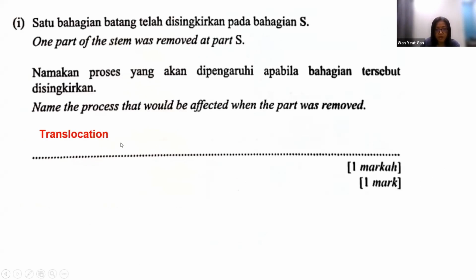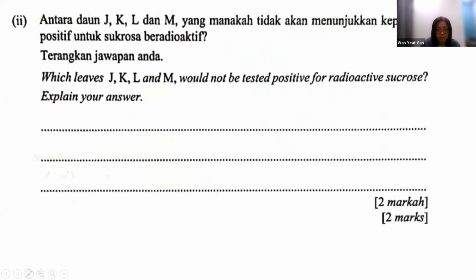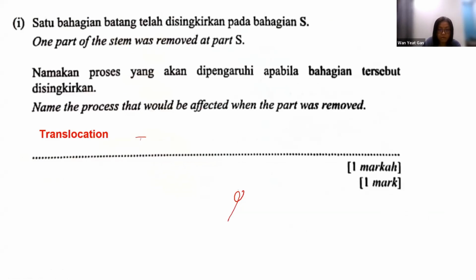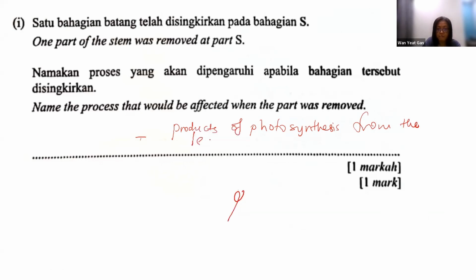Translocation is the transport of products of photosynthesis from the leaf to the other parts of the plant, right?